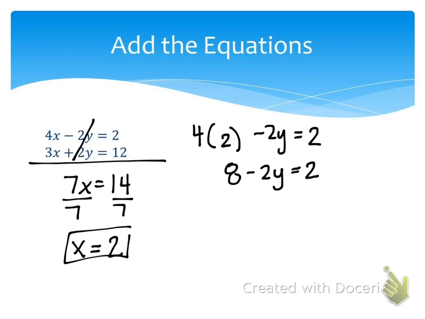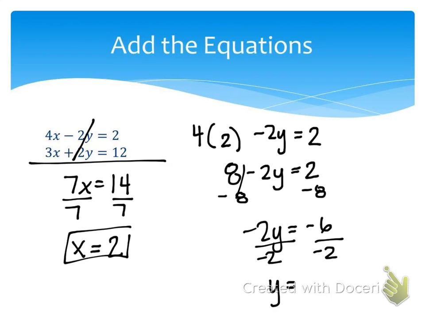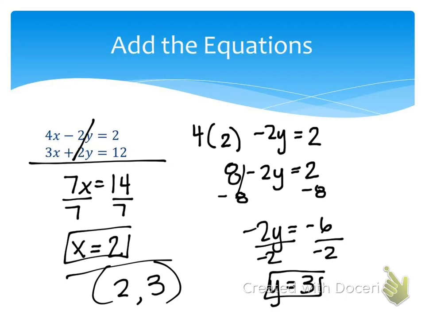Very good. Multiply 4 times 2, get 8. Jason, what should I do now? Subtract 8 on both sides. Tristan, what do I do now? Very good. Divide by negative 2. And what is my answer, Hunter? 3. Positive 3. Very good. I would write my answer as an ordered pair, which is 2, 3. Okay?